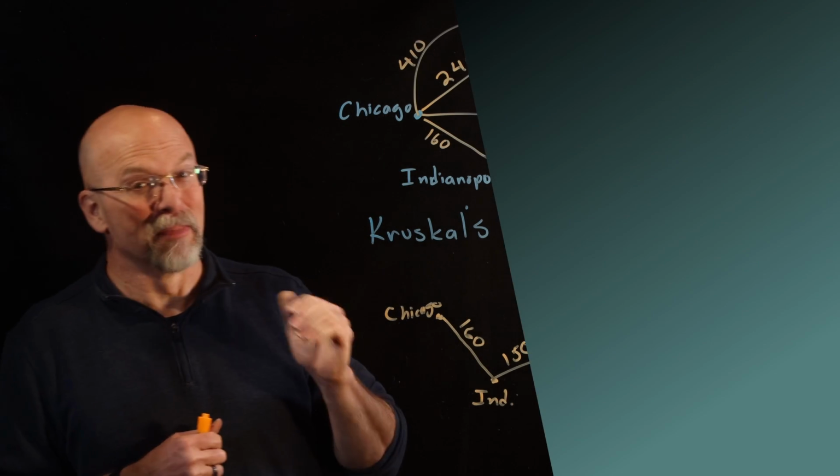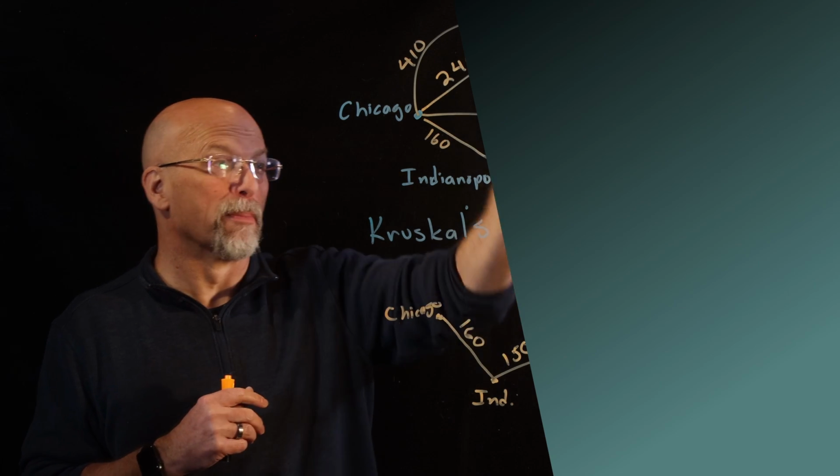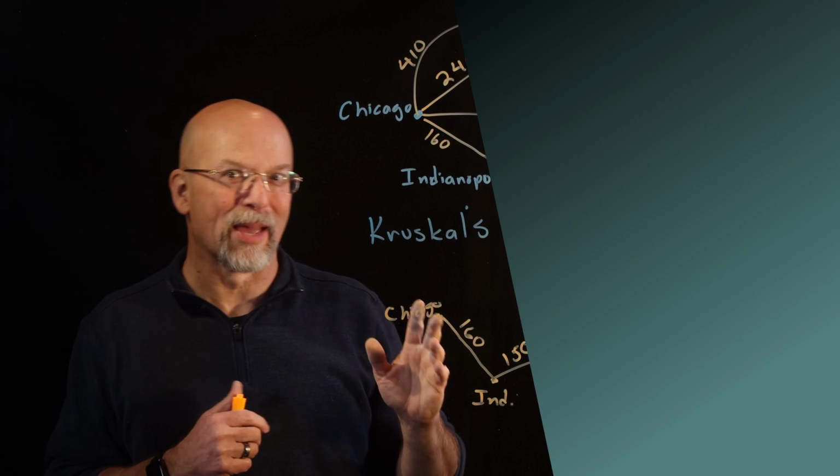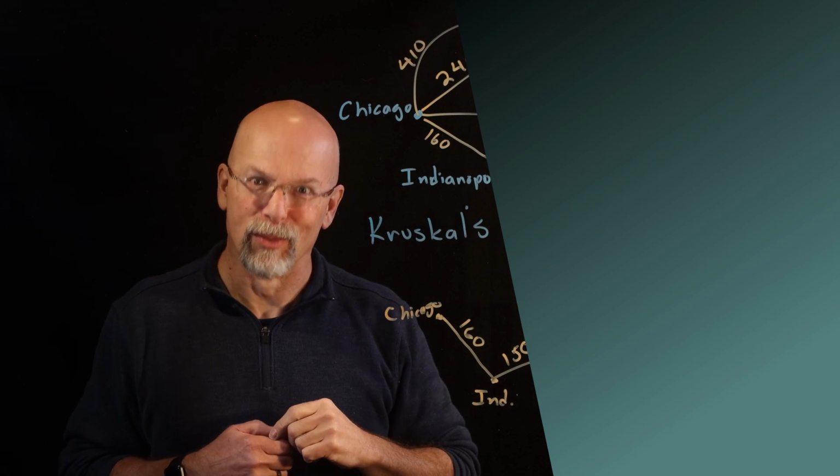All I can say is I'd much rather apply Prim's algorithm or Kruskal's algorithm in order to figure out the minimum spanning tree for this, rather than coming up with the 125 different spanning trees and figuring out which one was the smallest.